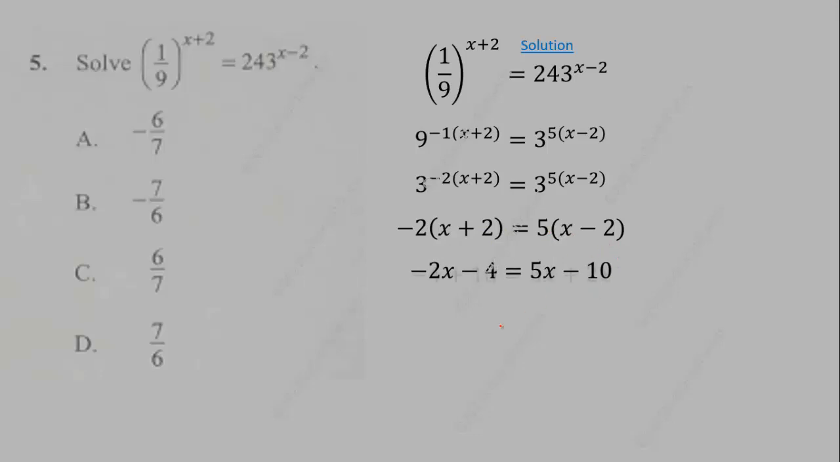Then now we group like terms. So we get 5x plus 2x. Then we have negative 4 plus 10. So that will give us 6 is equal to 7x. So x equals 6 over 7. X is equal to 6 over 7.